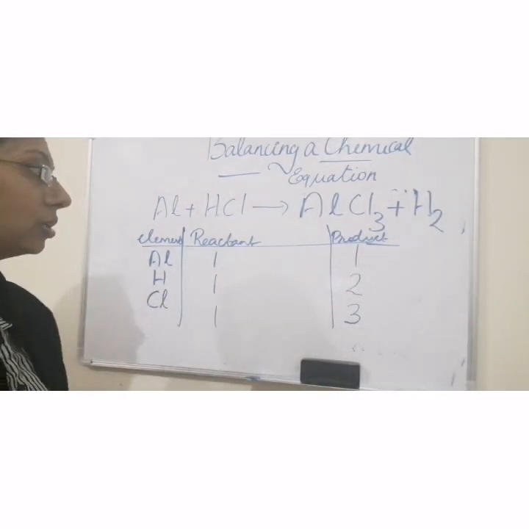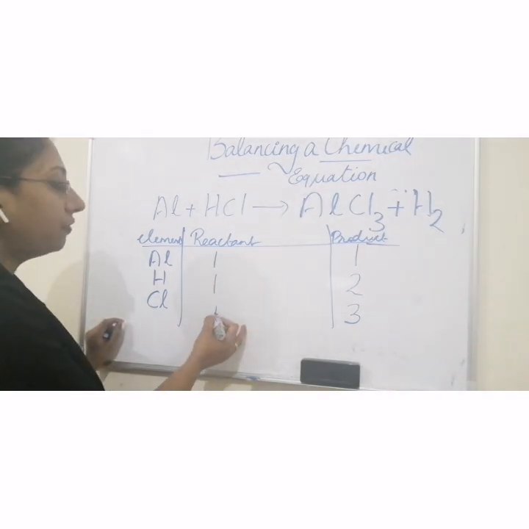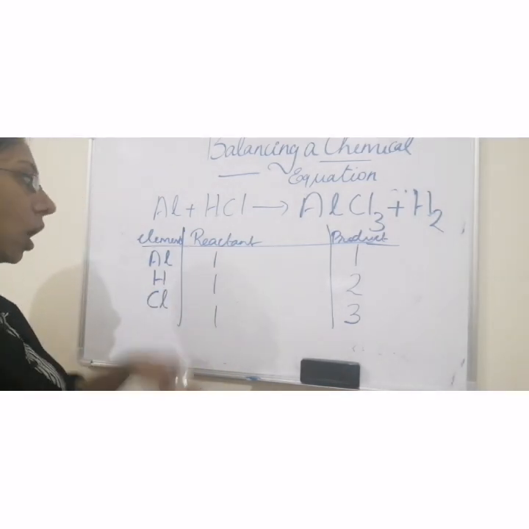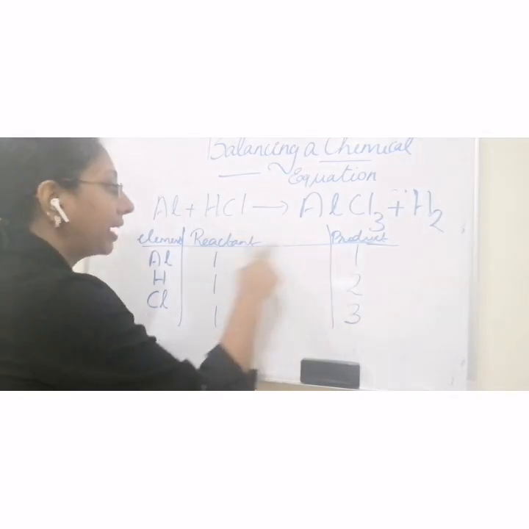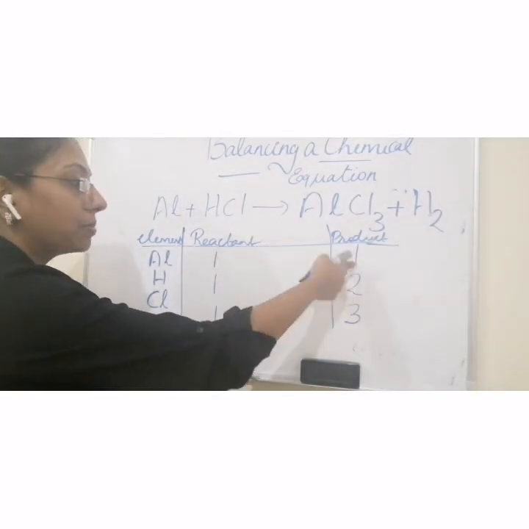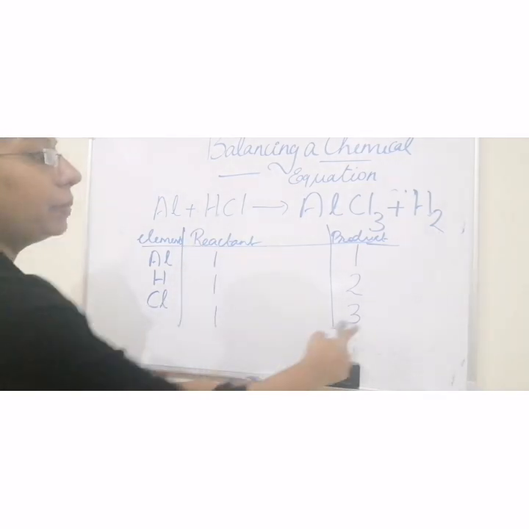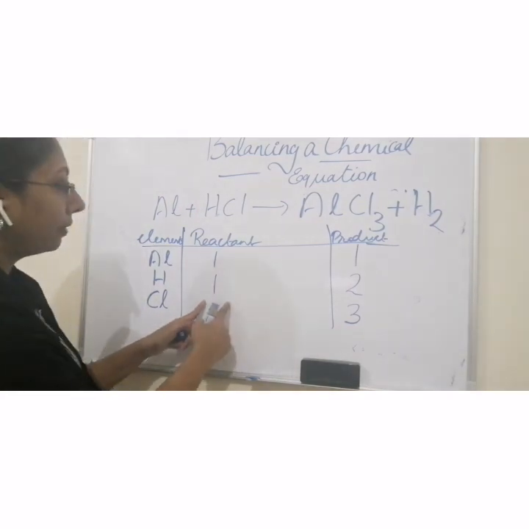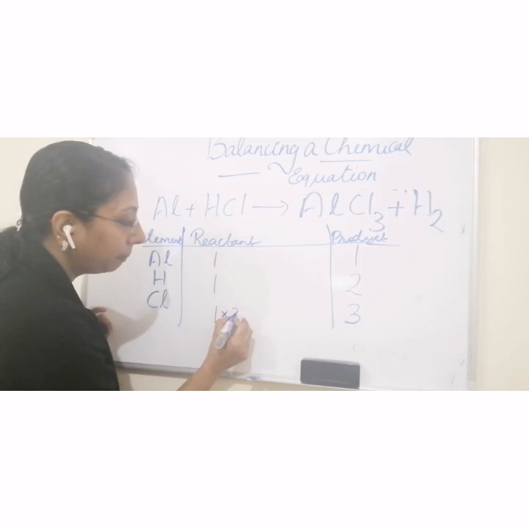What have we learned in our rules? Before balancing hydrogen or oxygen, first we will have to balance the elements which are other than hydrogen and oxygen. Here aluminum is there, chlorine is there. Aluminum, we can check: one aluminum, one aluminum. So we don't want to balance aluminum. Next comes the chlorine. How many chlorine are there on the product side? It is 3. How many chlorine are there on the reactant side? 1. So what I have to do? I have to multiply it with 3.